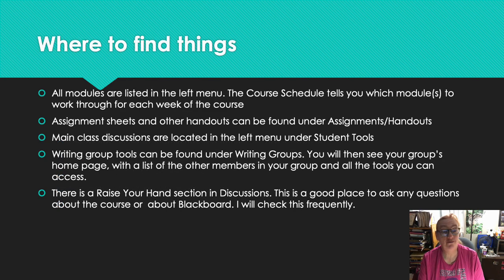Okay, so where the heck do you find all this stuff? All the modules are in the left-hand menu. I know that's a big long list, but the course schedule tells you which ones are due for each week. Assignment sheets and other handouts are found under the link that says assignment/handouts. Main discussions are located in the left menu under student tools, and your writing groups are under writing groups.